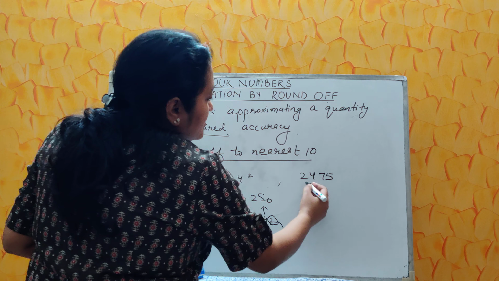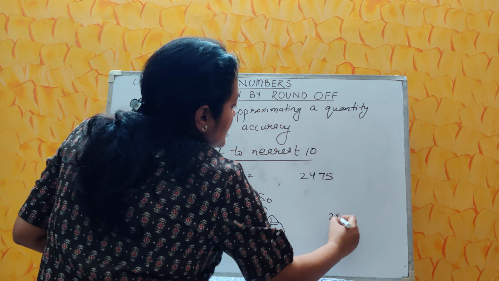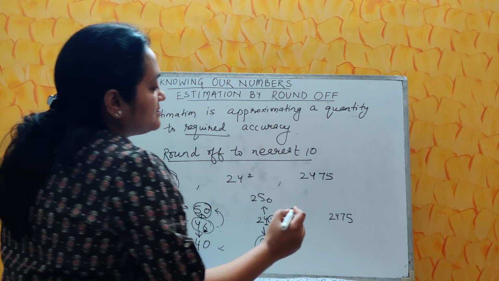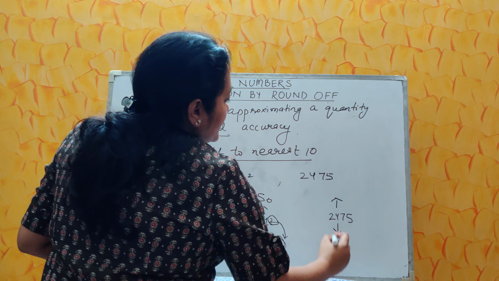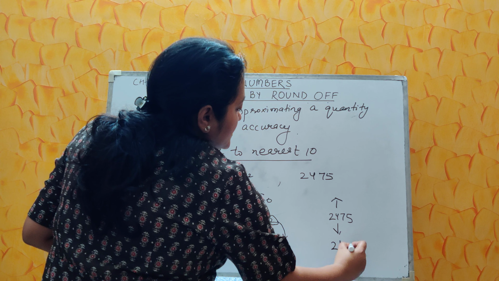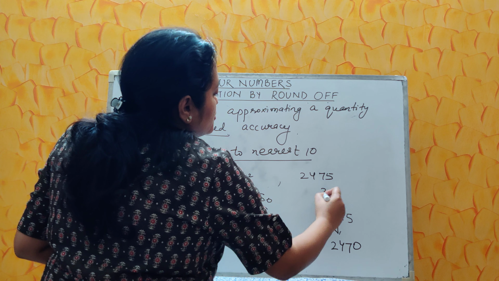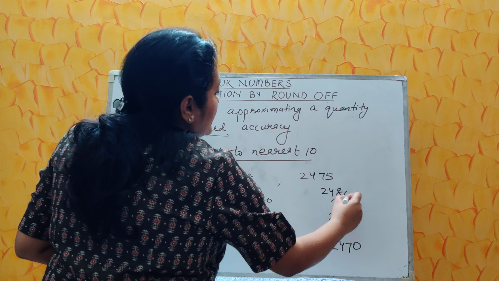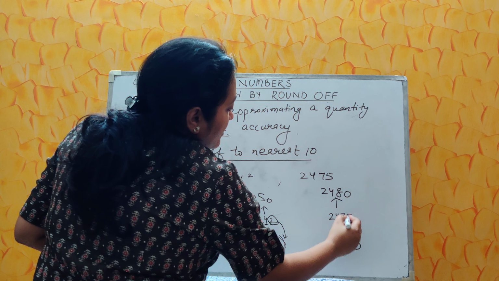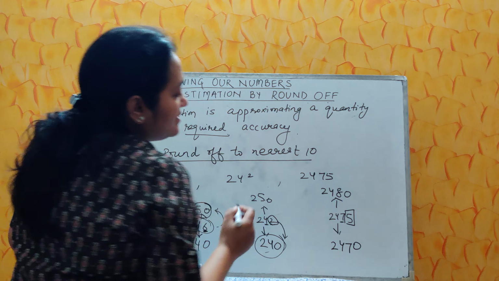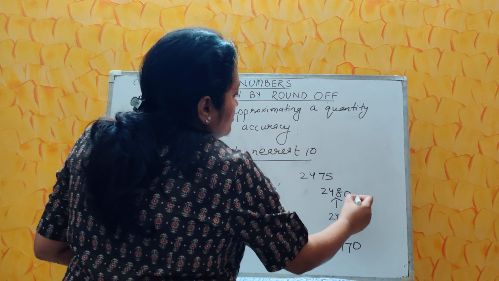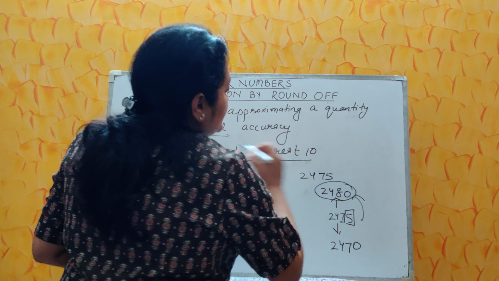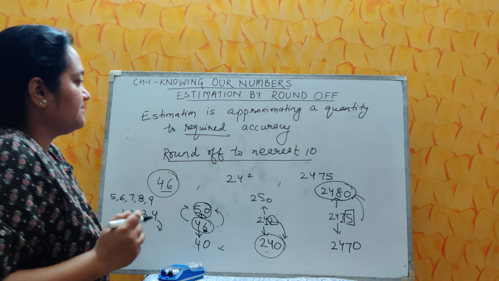Again, see this number 2475. What are the two multiples of 10 between which this number will lie? It is 2470 and 2480. Again, you have to see this number 5. So it will again be rounded up to 2480. This is round off to nearest 10.